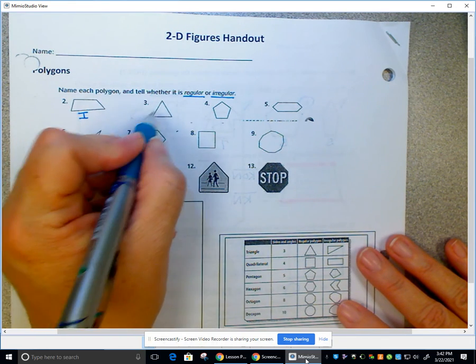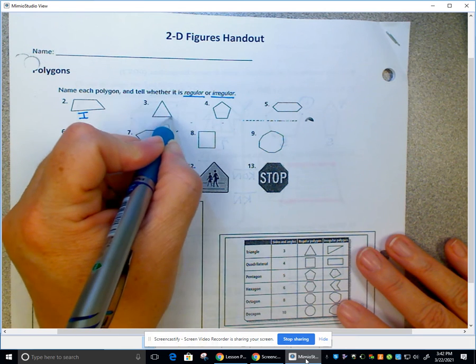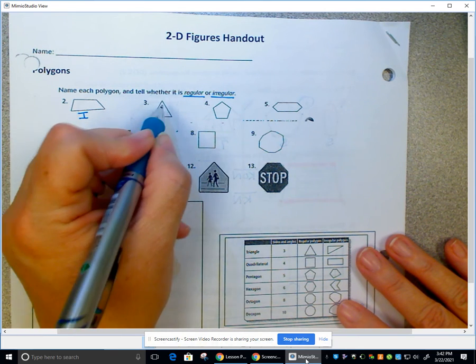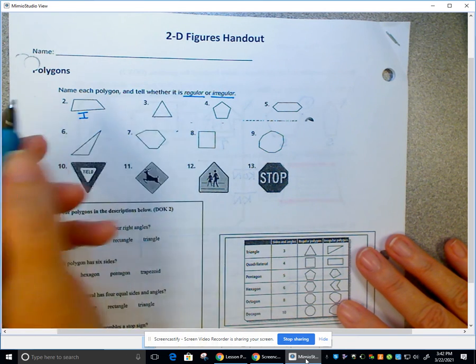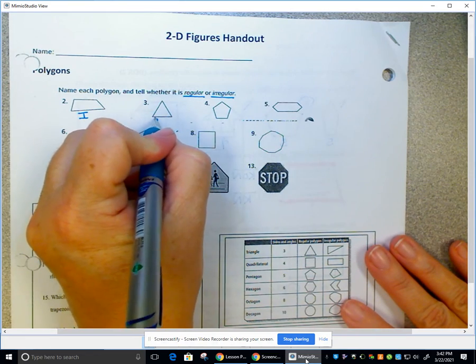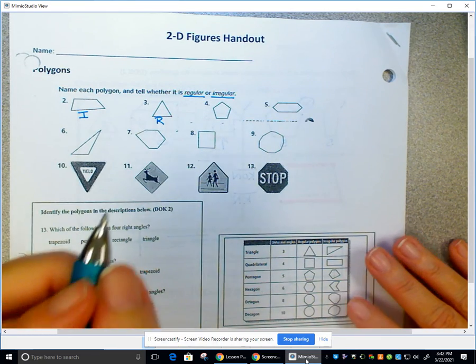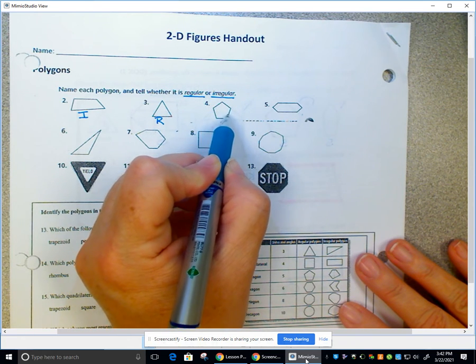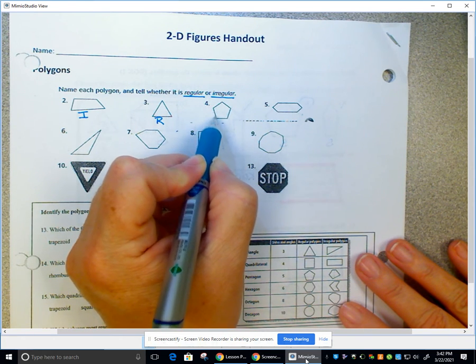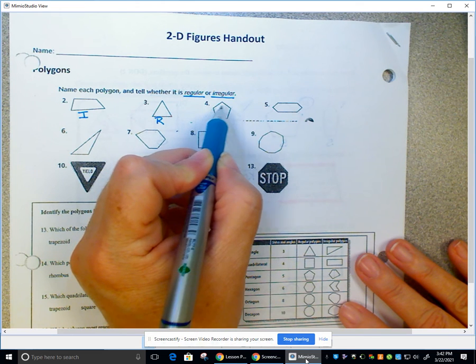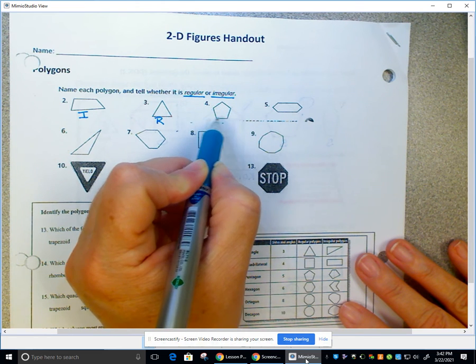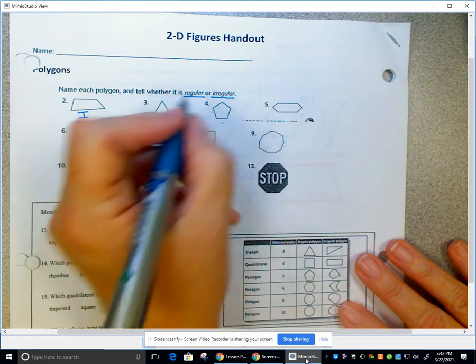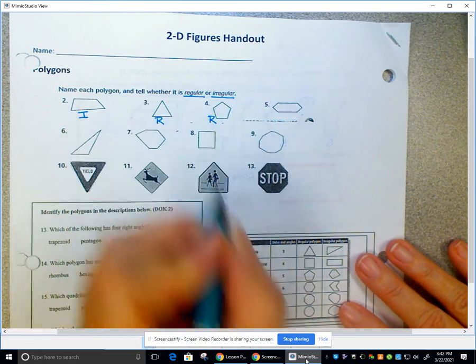This is a triangle. All of the sides are exactly the same length. All of the angles measure the same. So that would be a regular triangle. Look at this pentagon. All of the sides are exactly the same length. And look at the angles. They're all exactly the same. So this would be a regular pentagon.